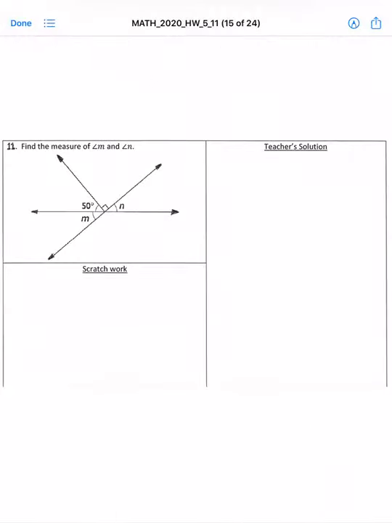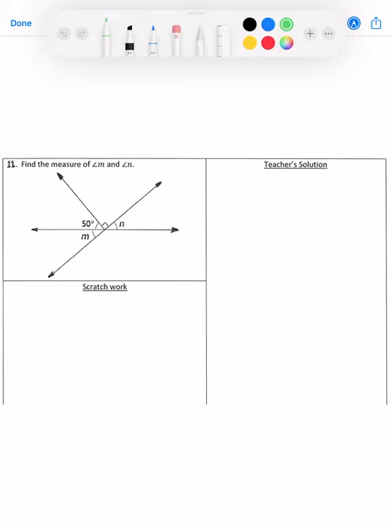Go to number 11 here. Here's another one. We need to find the measure of angle M and the measure of angle N. M and N, those are right there.